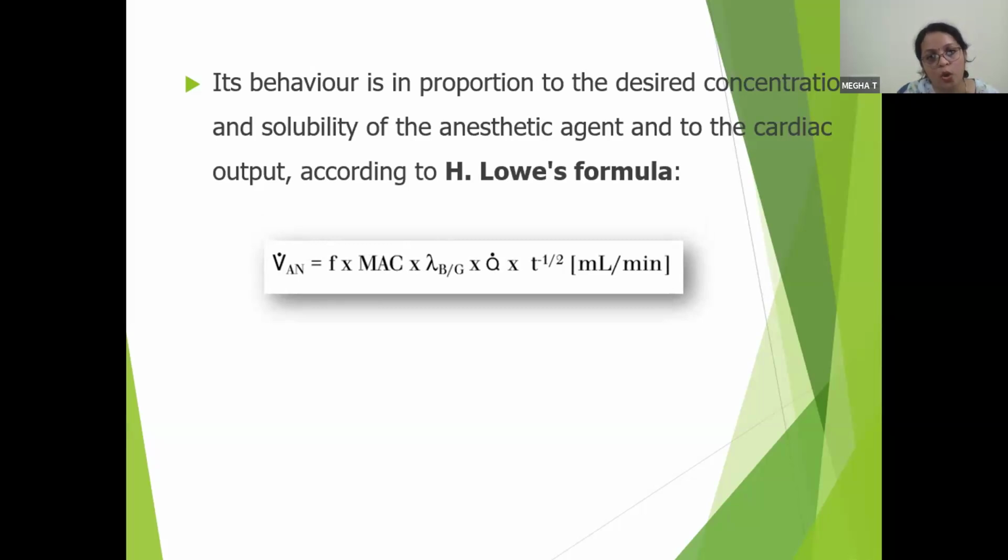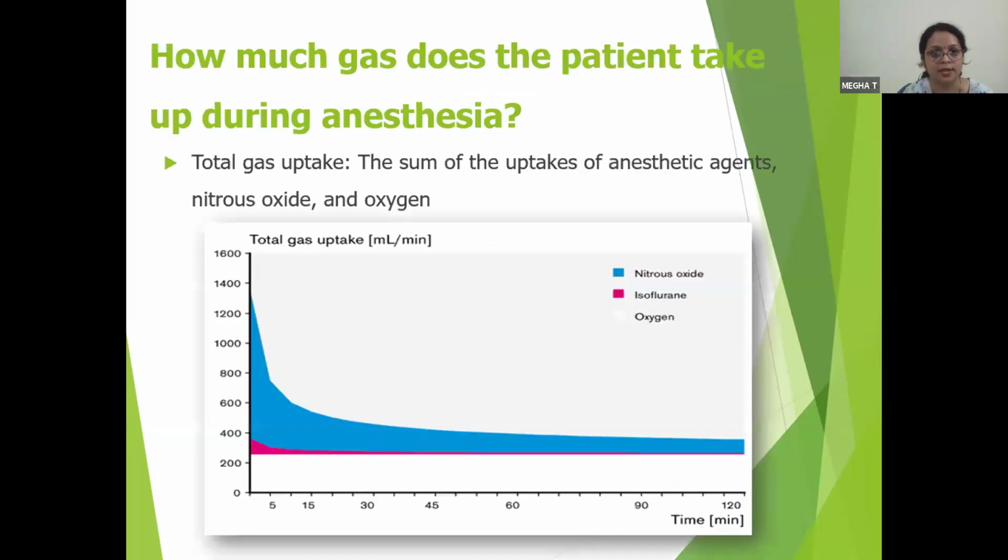Here also you can notice that the uptake of anesthetic agent is inversely proportional to the square root of time. That is, t to the power of half minus half is nothing but the square root of time. So the uptake of volatile anesthetic decreases with time. Like nitrous oxide, with time, the uptake decreases. Initially, it will be high, but later on decreases.